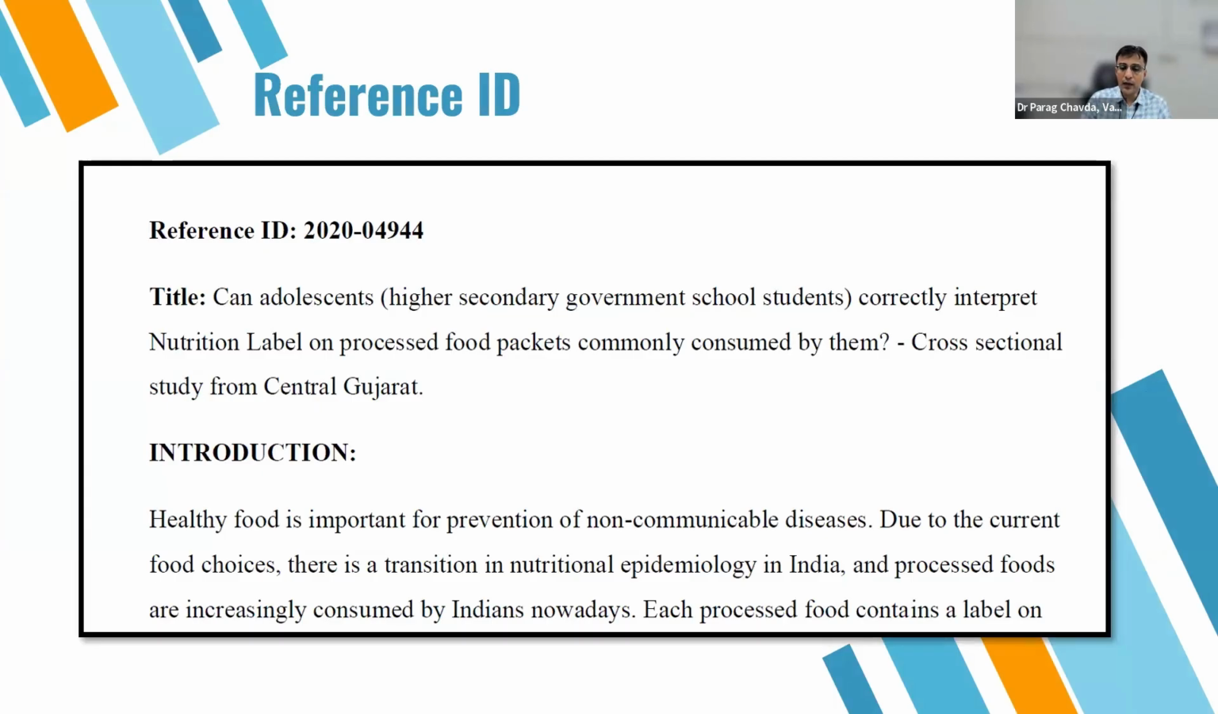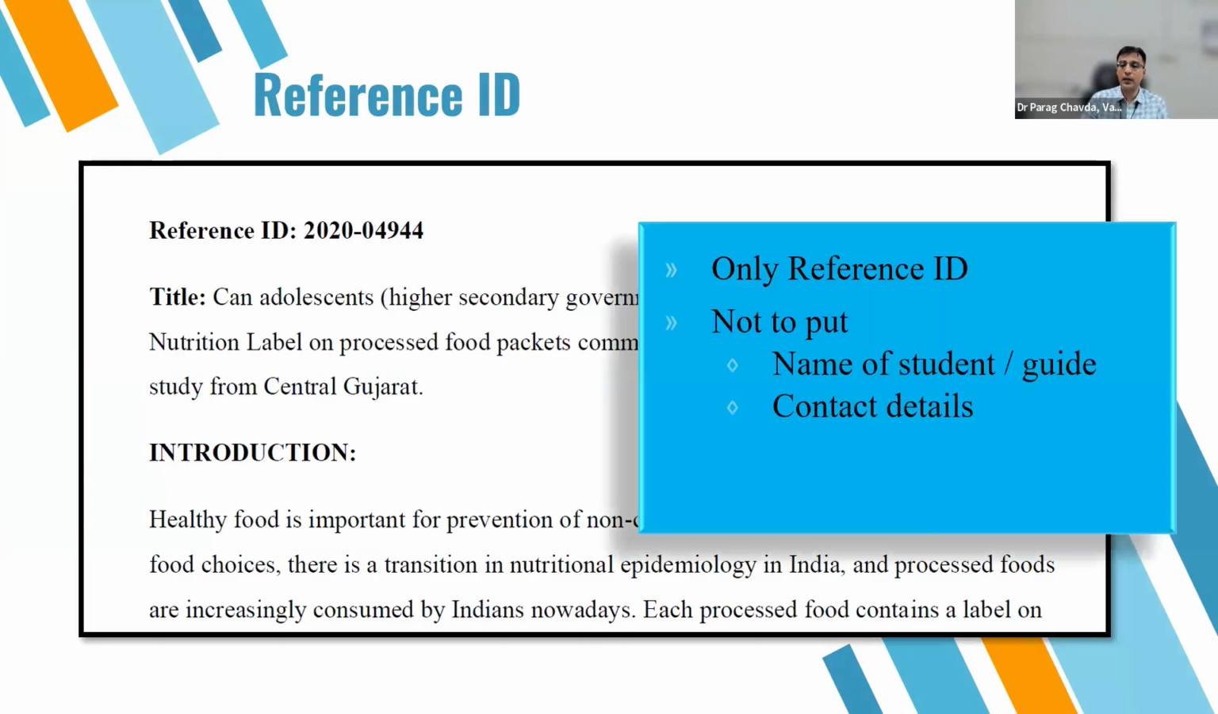So what are the guidelines around reference IDs is that you are not expected to write any identifying information, only reference ID to relate that this protocol belongs to you. And do not put your name or any other contact details, not even the name of the medical college. So ensure that the identifying details are not there anywhere in the protocol. So STS allows only the name of the district and name of the state in the entire protocol.